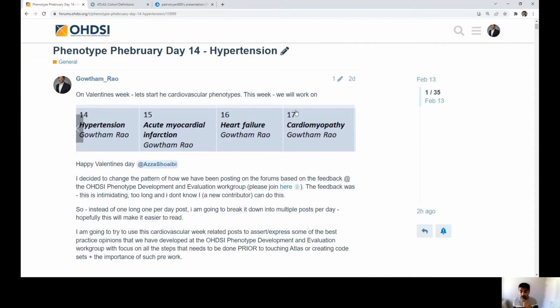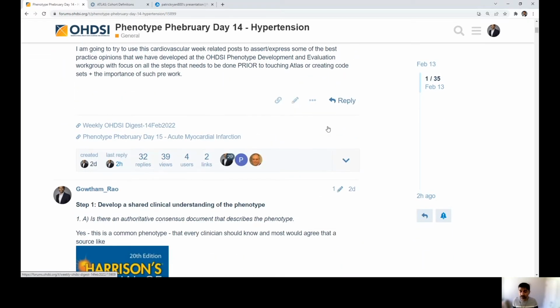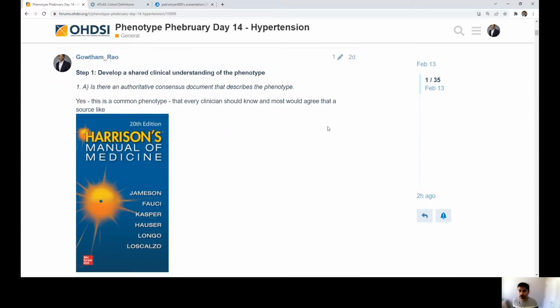So very quickly, this topic is hypertension. Hypertension was voted by the OHDSI community and was chosen as one of the phenotypes to work on as part of Phenotype February. The first essential step that we advocate for is to develop a shared clinical understanding of the phenotype. Hypertension is a pretty common phenotype, so there are several authoritative consensus documents out there for it.